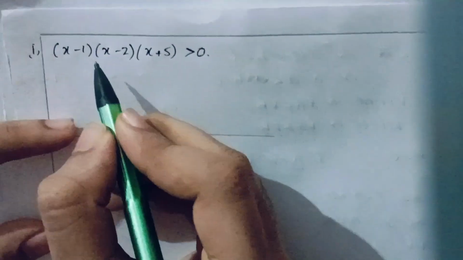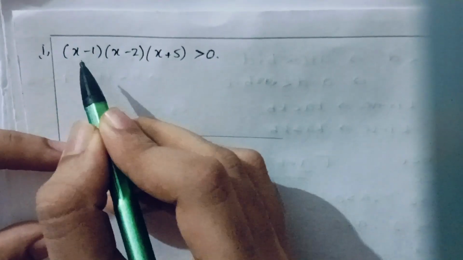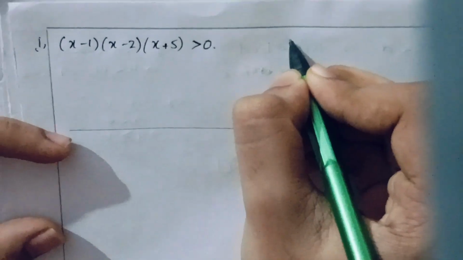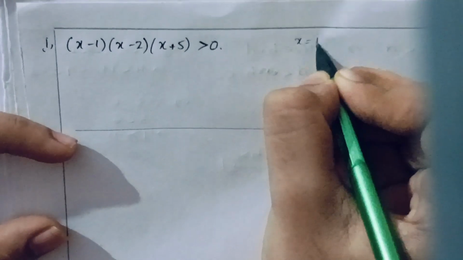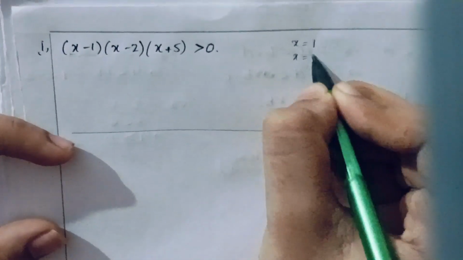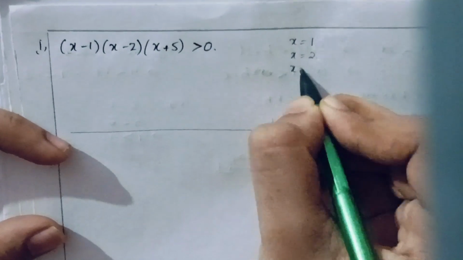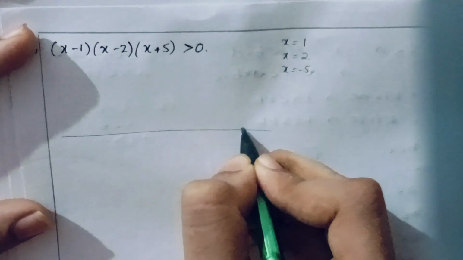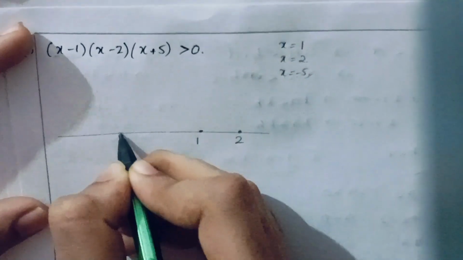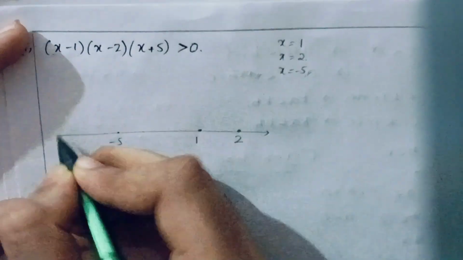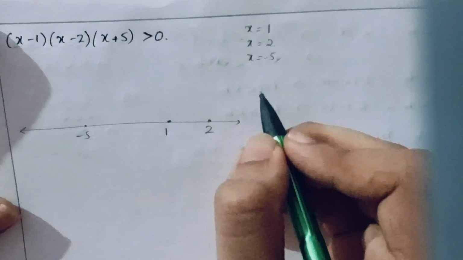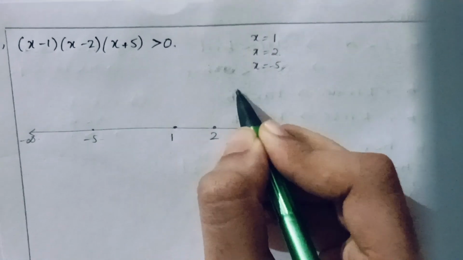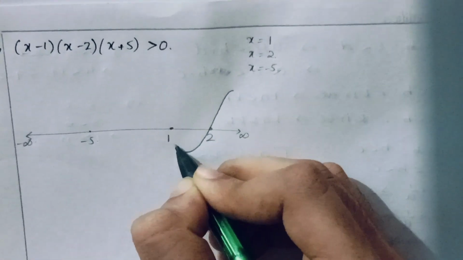First, draw the number line and observe when this expression becomes 0; these are the critical values, we can say. When x is 1, it will be 0, right? Next, x is 2, again 0. When x is minus 5, these are the critical points. Now mark these points in order: minus 5, 1 and 2. Always remember this point: we should always draw the graph from this side, the upper part. So now join this in a wavy curve.